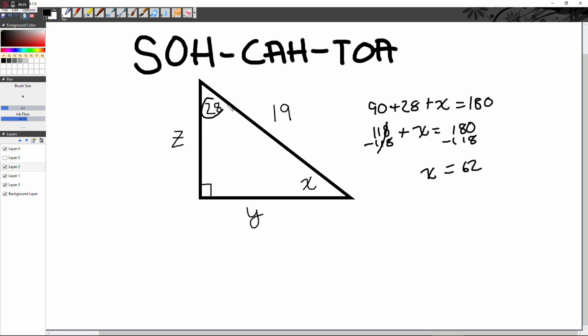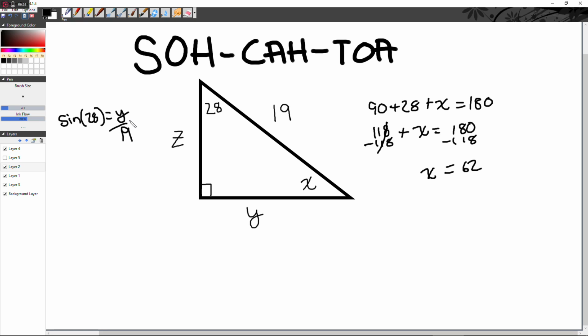I always like to use the angle and the side that they give me, just because they're usually nicer numbers than the ones we calculate. Not always, but sometimes. So I'm going to use this 28. If I use this 28, this y here is the opposite side, and 19 is our hypotenuse. So opposite and hypotenuse means we're going to use sine. So sine of our angle, which is 28, equals opposite over hypotenuse.